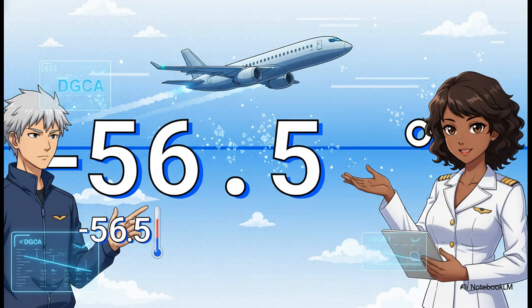Minus 56.5 degrees Celsius. The core concept is that temperature reduces linearly all the way up to the tropopause at exactly 36,090 feet. And at that exact point, it hits minus 56.5 degrees. So your DGCA tip? Just remember that as you continue to climb up into the lower stratosphere, which we call the isothermal layer, that temperature remains completely constant.